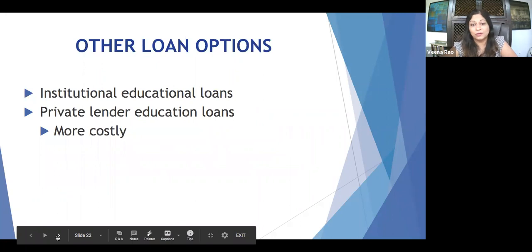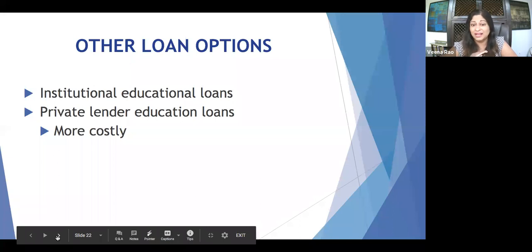The other types of loans that are available: some of the institutions offer their own loan programs, so they offer students the ability to borrow money and then repay them on the terms that they've set for borrowing. But again, it's entirely dependent on the university's largesse. I mean, they don't have to grant it to everyone, and they may not even have those options available.